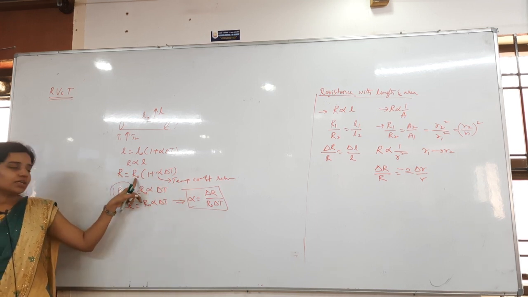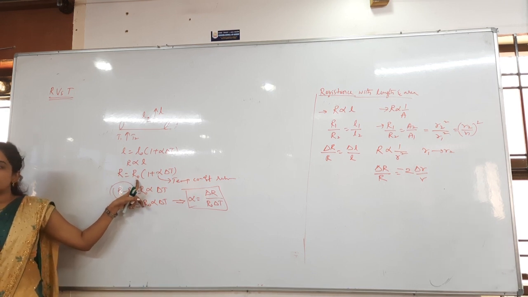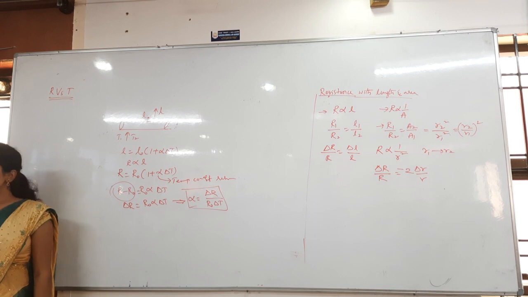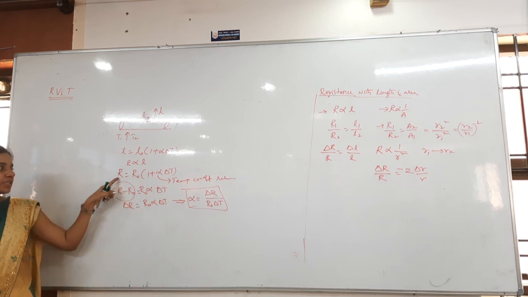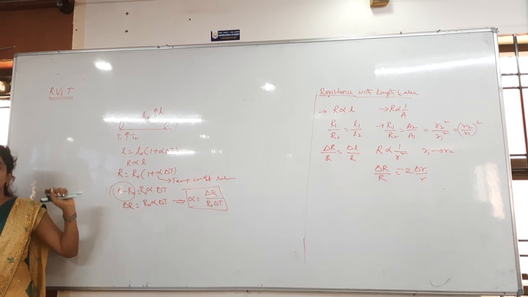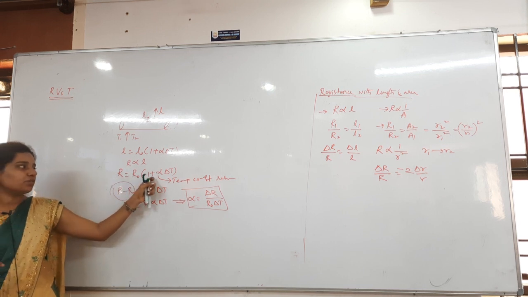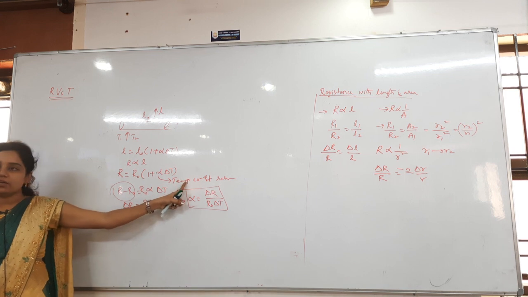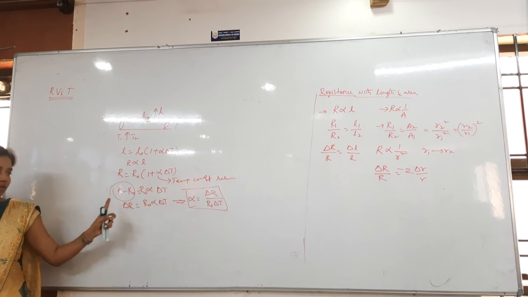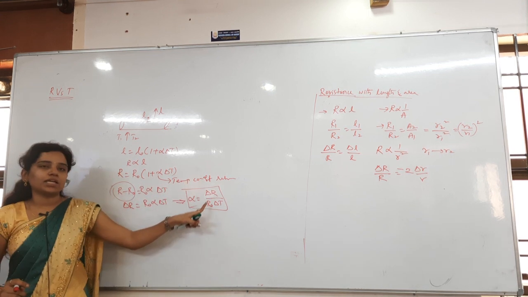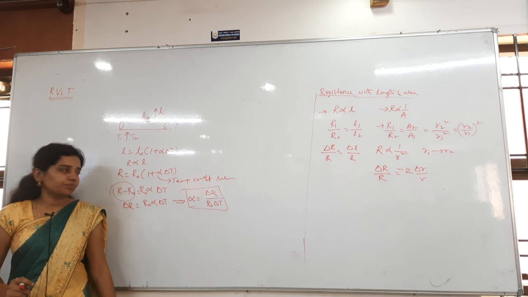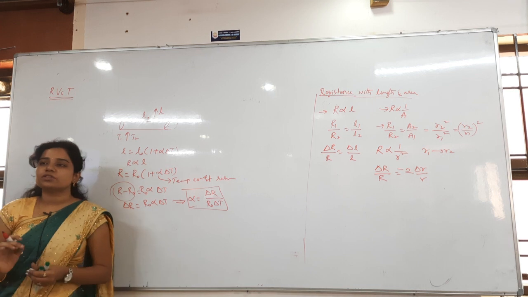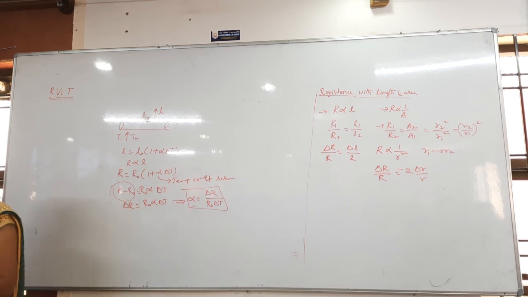Here R naught is the resistance of the material at what temperature? 0 degrees, initial temperature 0 degrees. And finally at temperature T, it is becoming R. So R is equal to R naught into 1 plus alpha delta T. Then I send R naught inside and take delta R here. From that, alpha is equal to delta R by R naught into delta T. This alpha is known as, in this particular chapter, the temperature coefficient of resistivity. Clear? Write that.